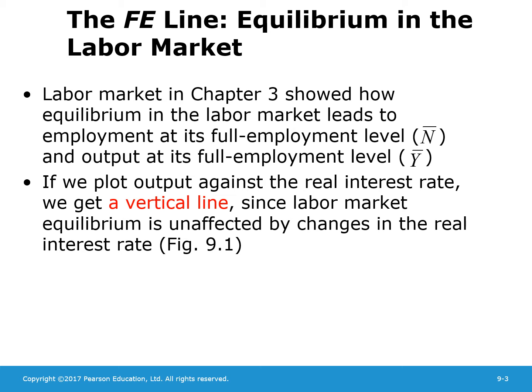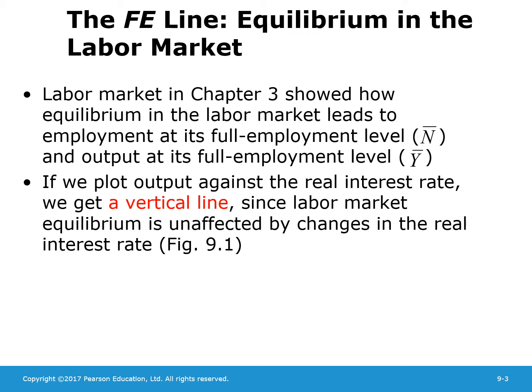When we have N bar, output produced is equal to Y bar, which is the full employment level of output. So Y bar is the output produced when the labor market is in equilibrium, when we have N bar. How to represent this graphically, the equilibrium in the labor market? We will plot output against the real interest rate.